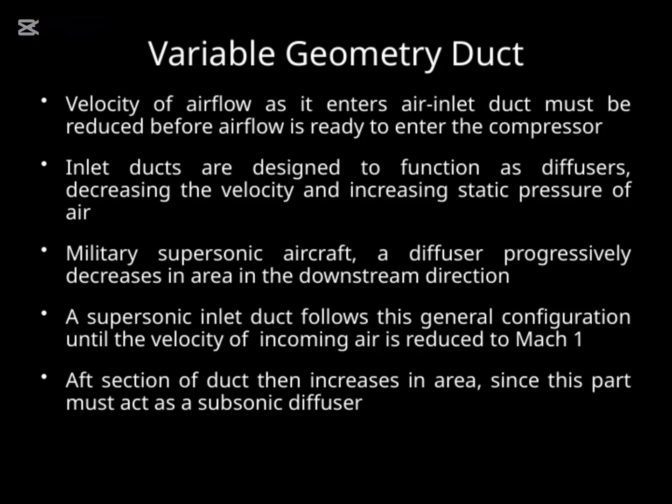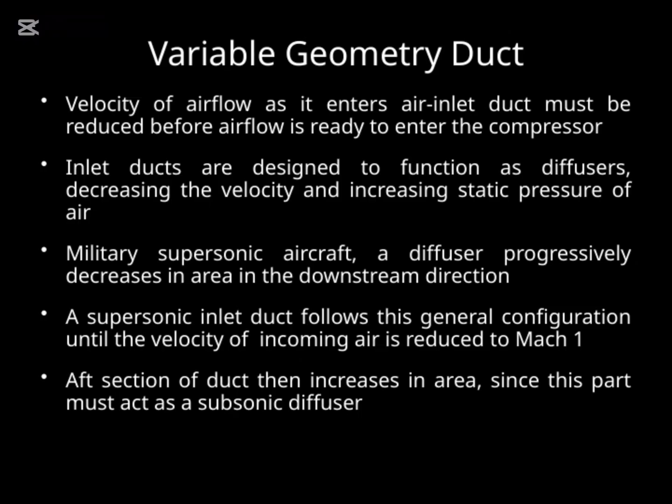Let's take a look at the variable geometry duct. The main idea here is that the velocity of the airflow as it enters the air inlet duct needs to be reduced before it reaches the compressor. If the airflow is too fast, it can cause issues with compressor operation, so controlling its speed is crucial. Inlet ducts are essentially designed to act as diffusers. Their job is to decrease the velocity of the incoming air while simultaneously increasing its static pressure. This process ensures the air is at the right conditions for efficient compression.